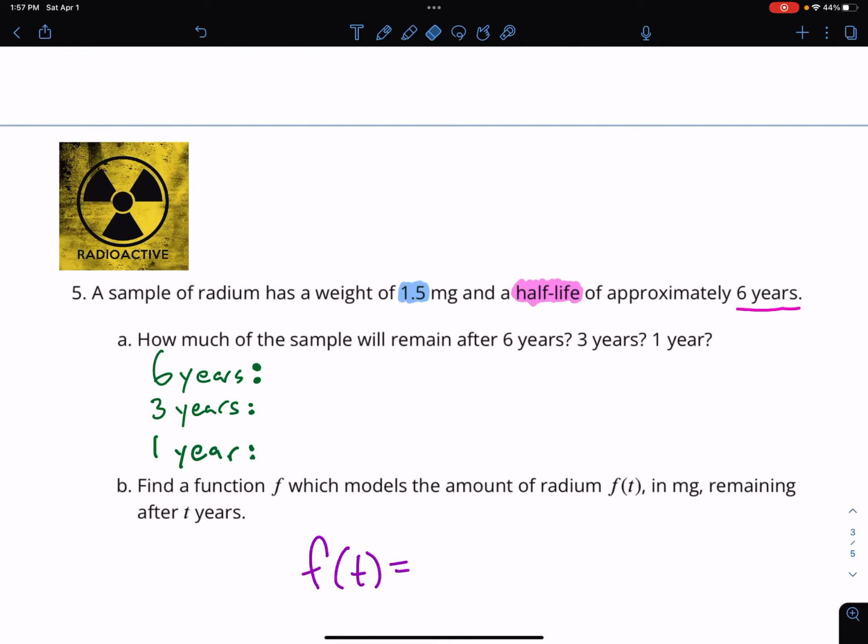Question 5. A sample of radium has a weight of 1.5 milligrams and a half-life of approximately 6 years. How much of the sample remains after 6, 3, 1 years?